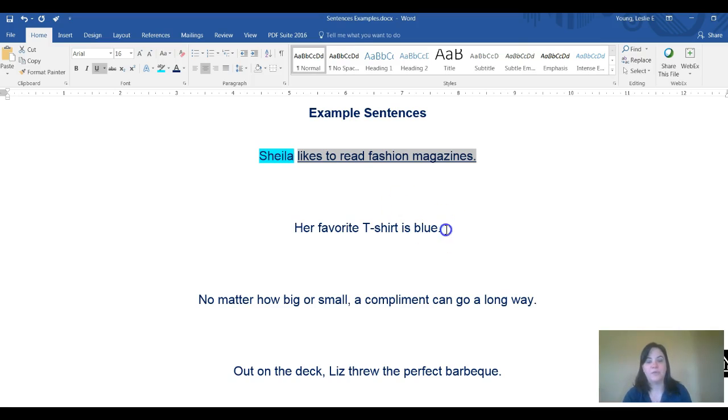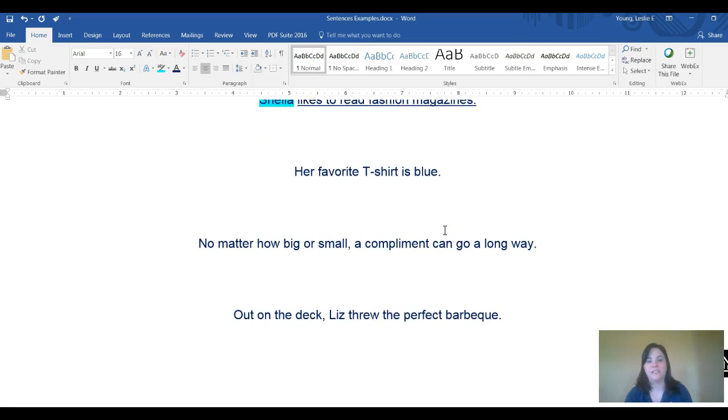Our second example is her favorite t-shirt is blue. In this example, the who or what the subject is about is her favorite t-shirt. And what we know about that subject is that it is blue, so is blue is the predicate.